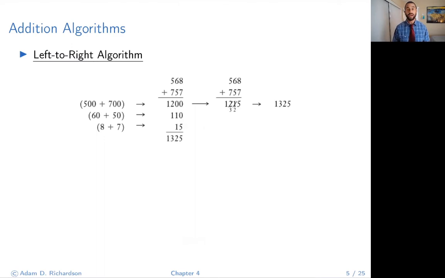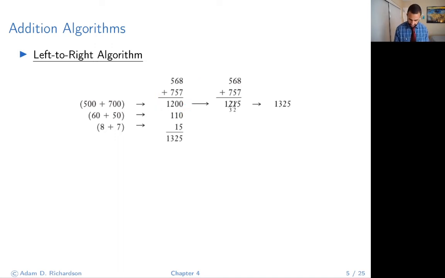Next, let's try this one. This one is called the left to right algorithm. I put it on here just to emphasize that you don't need to write anything in certain places or in certain columns or anything like that. You don't really need to do any of that. You just have to keep in mind what those numerals are representing. So this is the problem 568 plus 757.